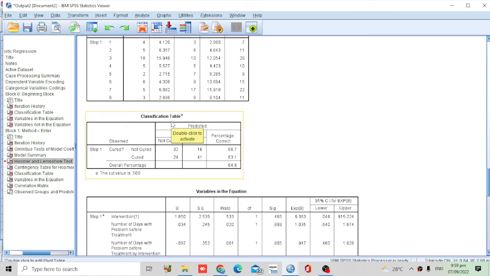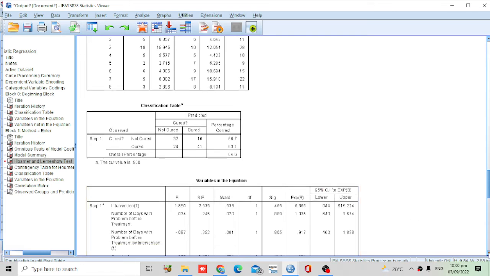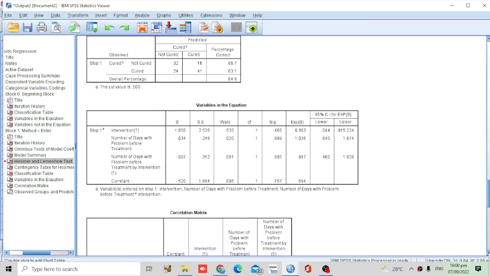Likewise, for the classification table for the final model, when we included the independent variables, previously we got 54.5%. Now we already reached 64.6%. So meaning it is increasing our percentage of accuracy to predict the observed data. This is actually the probability of correct matches in the observed data.